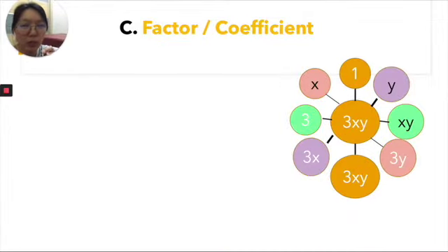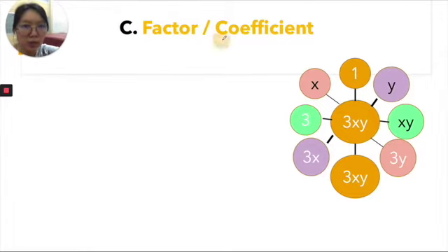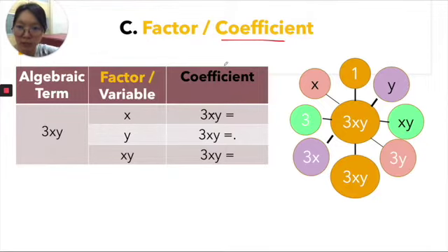I'm going to link the chapter 2 factor with the chapter 5 coefficient. Listen carefully. Here I have one algebraic term, 3xy, and all these surrounding 3xy are the factors of 3xy. So now I'm going to tell you what a coefficient is. Have a look at this table. My algebraic term is 3xy, and the factors I list down here could be x, y, or xy. The factor here can also be called a variable because they are all variables.